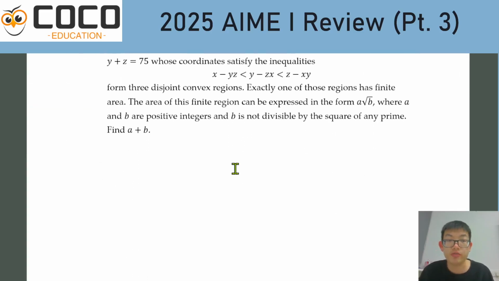Okay, number 12. Yet another one that is a little bit frustrating, because we are given a 3D geometry setup and a plane, x plus y plus z is 75, which is quite impossible to visualize that well. But even if you can visualize it, I'm then told that the coordinates satisfying these inequalities form three disjoint convex regions.